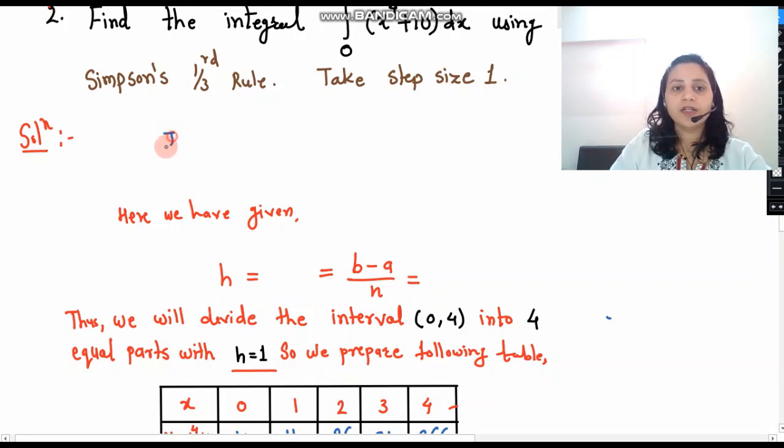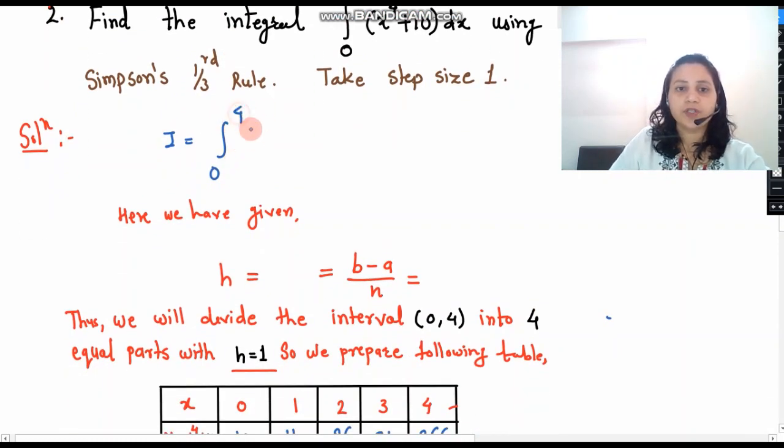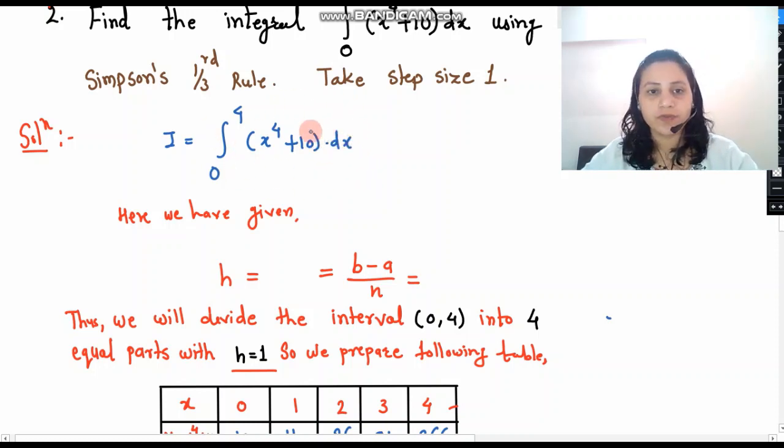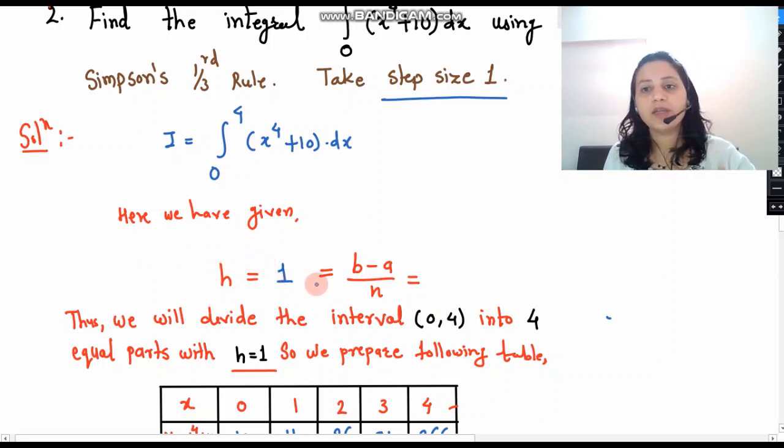Now the given integral is equal to the integration from 0 to 4 of x raised to 4 plus 10 dx. And we are going to find the integration of this by using Simpson's one-third rule. So here we have been given the value of h, right? That is 1. So the value of h is equal to 1. This is the only given quantity.